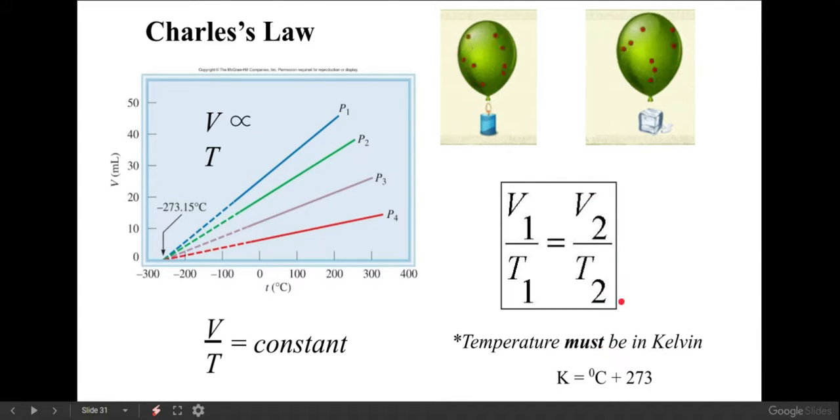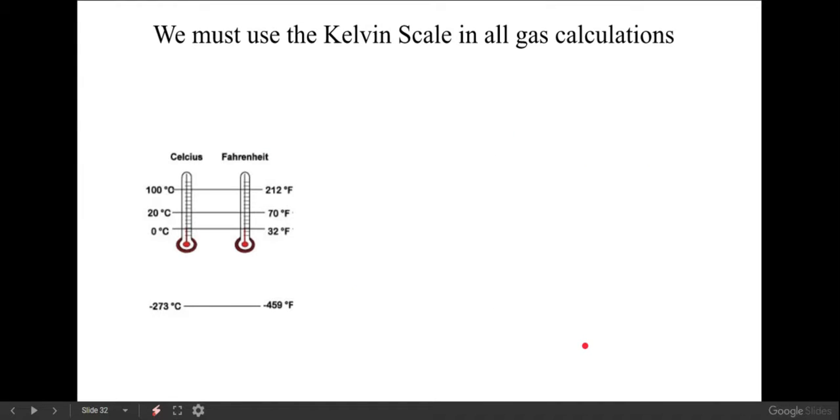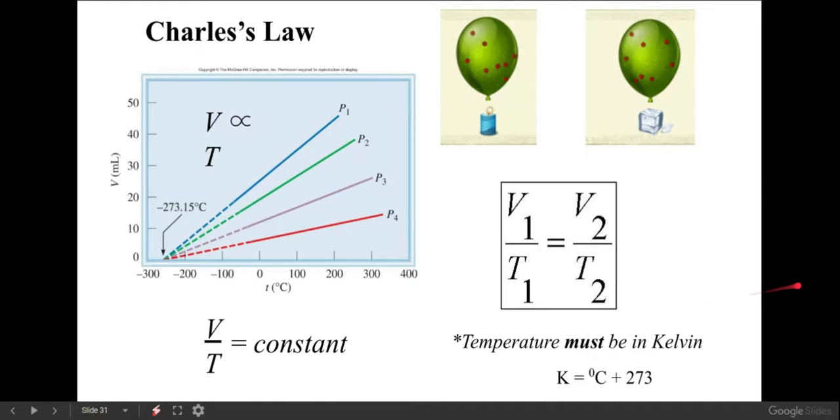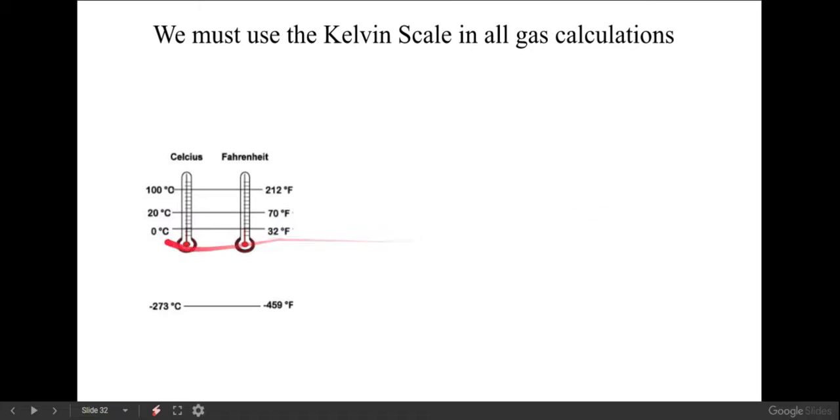And probably one of the most important things to keep in mind here is that temperature has to be in Kelvin. So whatever you measure in Celsius, you have to add 273. Now, the reason we have to do this is that it's set up as a proportion. So imagine if we double the temperature from 1 to 2, then we would expect the volume to double from 1 to 2.